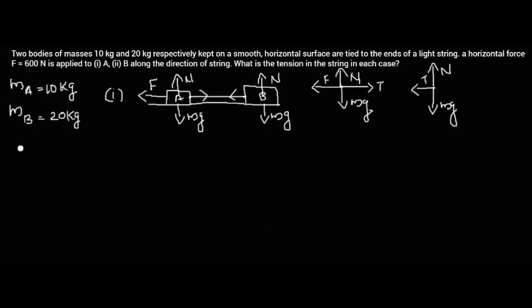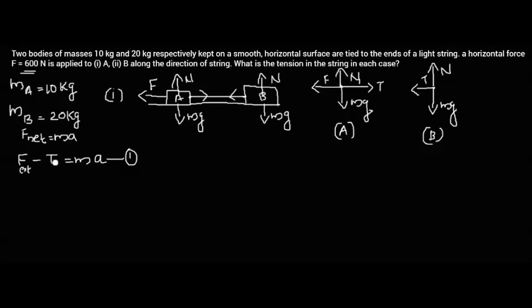Now let's apply Newton's second law for block A and for block B. We have to calculate what is the tension. So when we are applying Newton's second law along the horizontal direction, we can write the net force is F minus T, which is equal to MA into A. Here this F is not the net external force. This is the external force applied on block A. That is given as 600 Newton in the question, and let this be equation number 1.